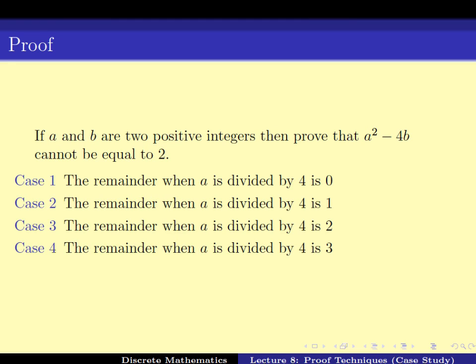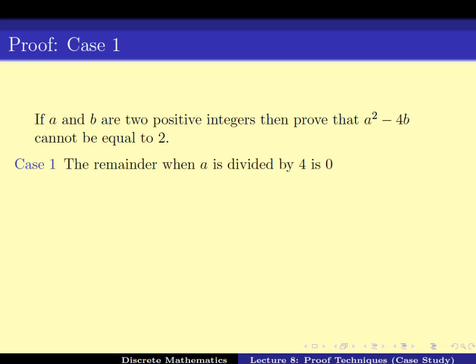So the cases are, as I told you, case 1, case 2, case 3 and case 4, depending on the remainders of 0, 1, 2 and 3. Now when we have this, we can do a case by case basis. So we can take case 1 and solve it. So let's start with it. In case 1, we know that the remainder when A is divided by 4 is 0.